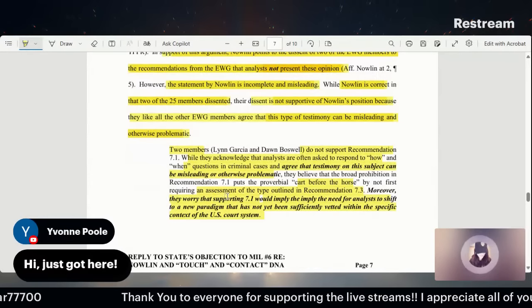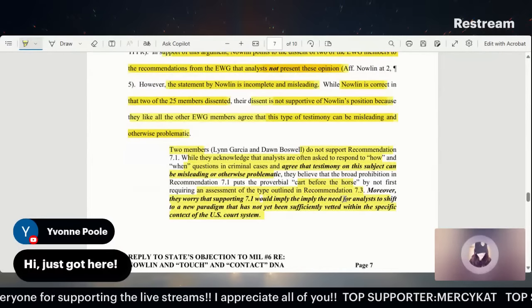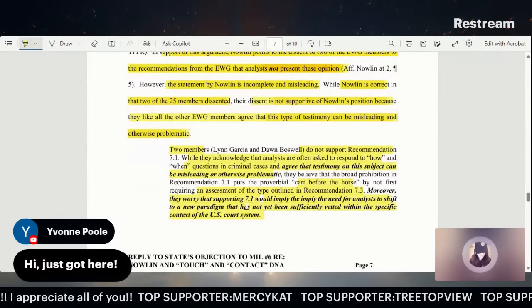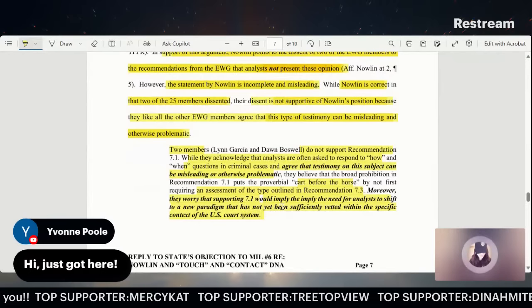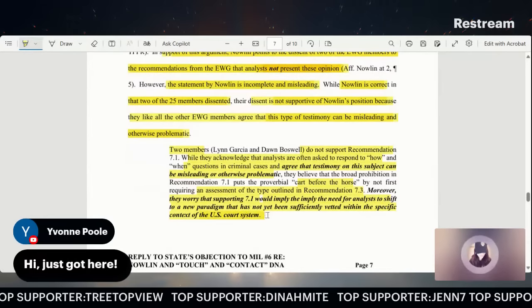Moreover, they worry that supporting 7.1 would imply the need for analysts to shift to a new paradigm that has not yet been sufficiently vetted within the specific context of the U.S. court system.